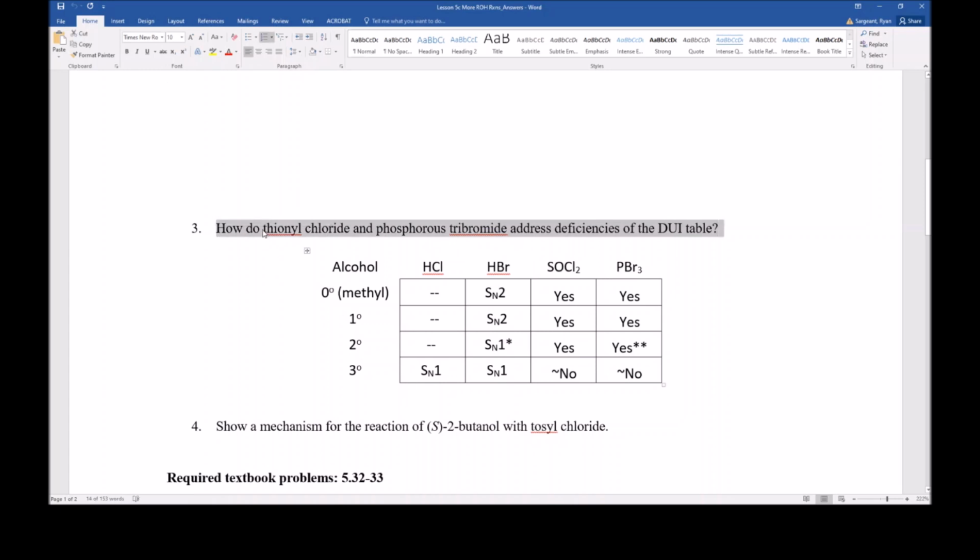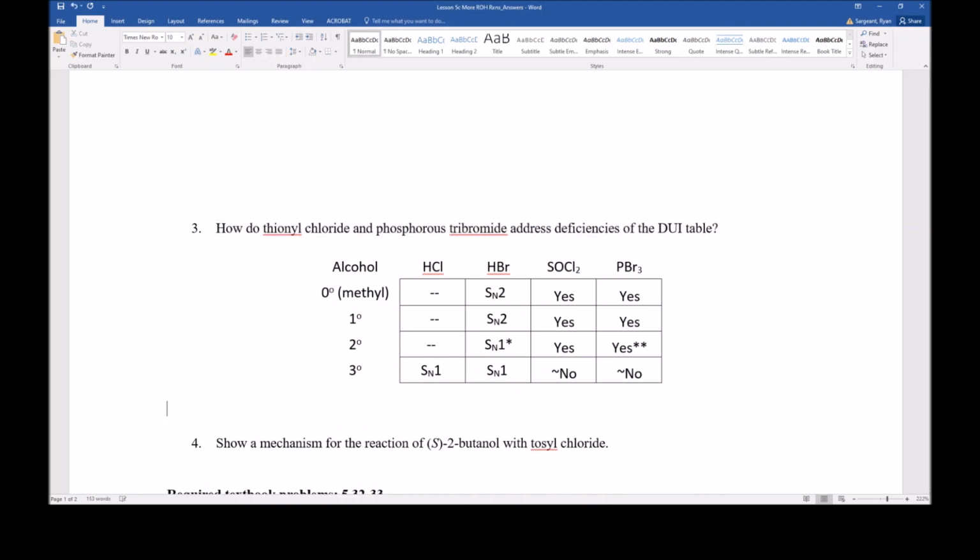How do thionyl chloride and phosphorus tribromide address deficiencies of the DUI table? Well, it's shown here in the chart, but let's put some words in here. SOCl2, or thionyl chloride, as a chemist might call it, allows methyl, primary, and secondary alcohols to be converted to alkyl chlorides. So that's the first step.